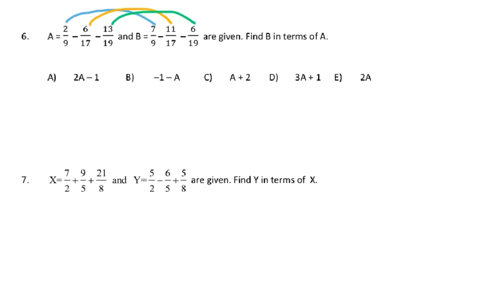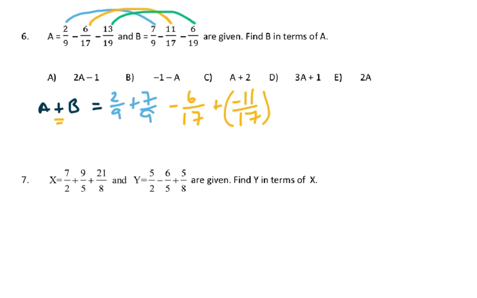So to make that clearer, let's just do this here. We're going to say a plus b. If we're going to add them together, then we've got 2 over 9 plus 7 over 9, the first fractions. Then the second fractions, we have minus 6 over 17 plus minus 11 over 17, because remember we're adding. And then we have minus 13 over 19 in a, and we're adding the negative 6 over 19.